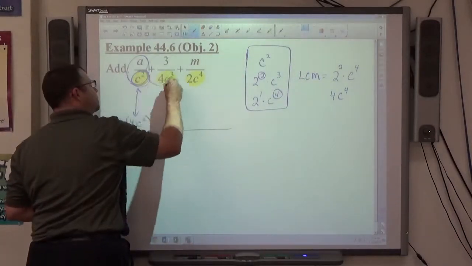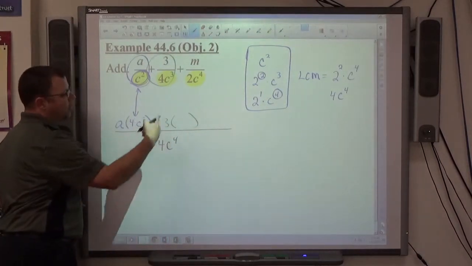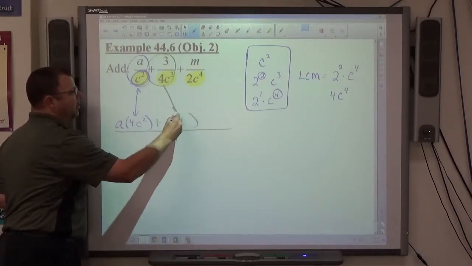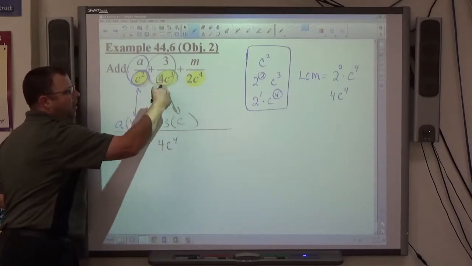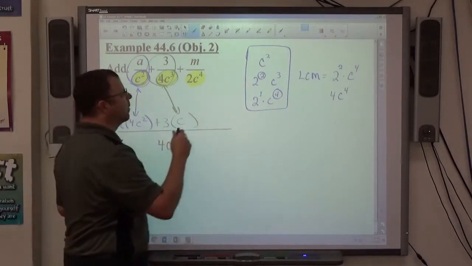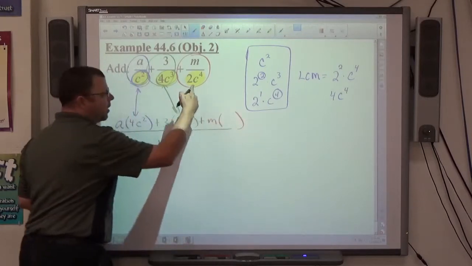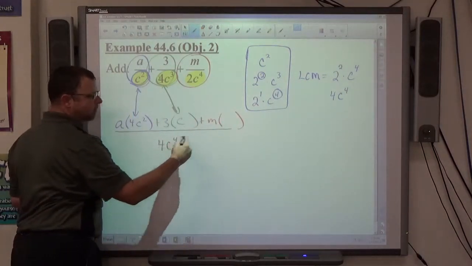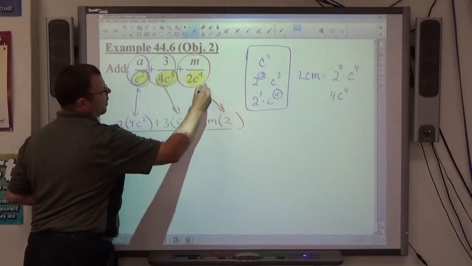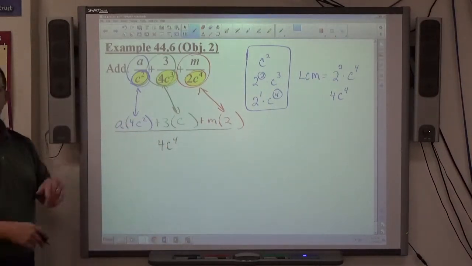Second fraction. I already got plus 3. Okay? 4, 4, no change. C cubed, c to the fourth changed by what? C. And again, if I do a multiplication, what the denominator was times what's in this parentheses, 4c cubed times c makes 4c to the fourth, the correct denominator. Last fraction, m over 2c to the fourth, so plus m. 2 times 2 makes 4, right? And c to the fourth already is c to the fourth, so that's fine. And again, 2c to the fourth times 2 makes 4c to the fourth. Again, very simple to check to make sure you have the right thing in each parentheses.